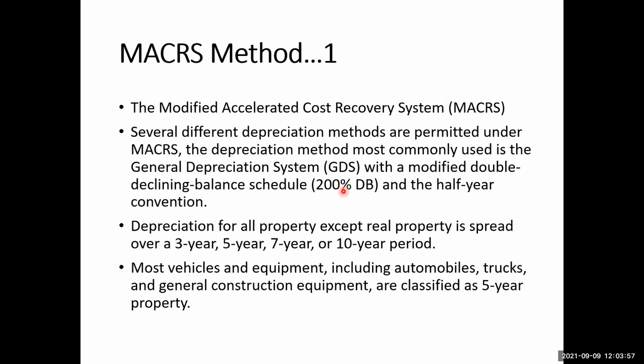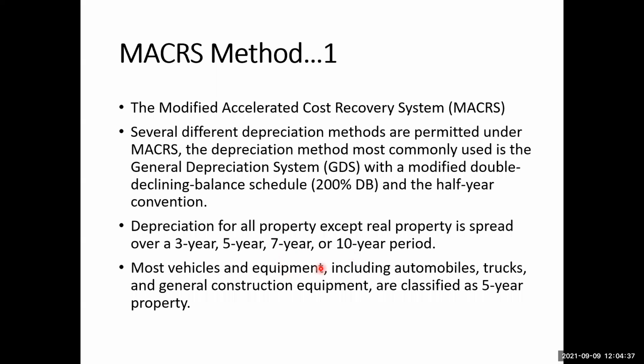Whereas in the double declining method we take variables such as the life of the equipment as a generic term, here in the Modified Accelerated Cost Recovery System, MACRS, we take the depreciation for all property except the real property. And we take them in terms of 3 years, 5 years, 7 years, and 10-year periods. So there are specified periods, 3, 5, 7, or 10 years.